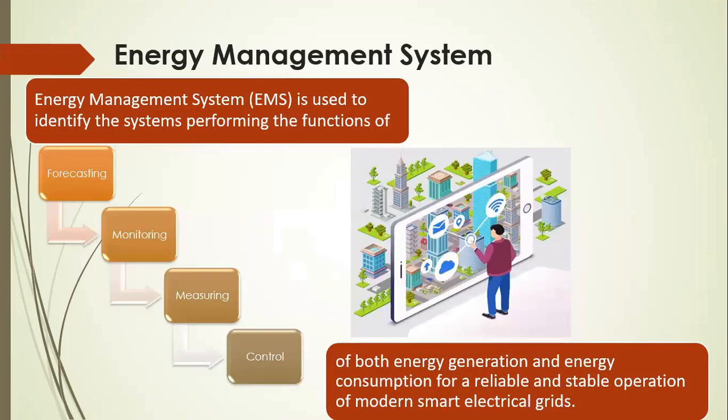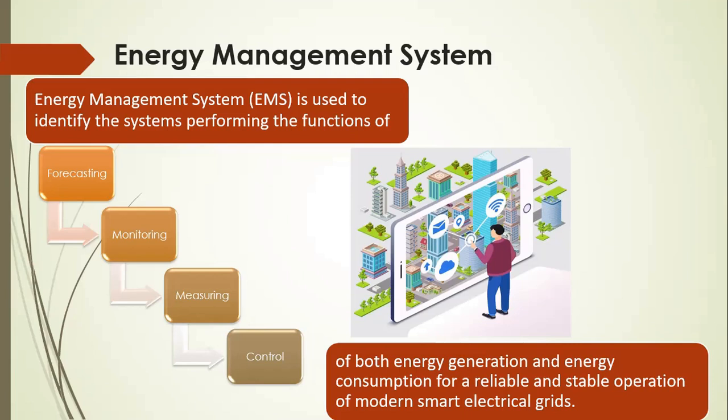Then we have the energy management system. The energy management system is a very important part of a smart grid that basically increases reliability. It is used to identify the systems performing the functions of forecasting, monitoring, measuring, and control of both energy generation and energy consumption. The current research trends are focused on developing an energy management system that implements one or more of these functions, like forecasting, monitoring, etc.